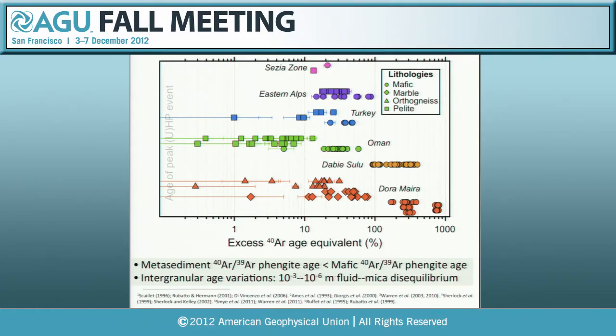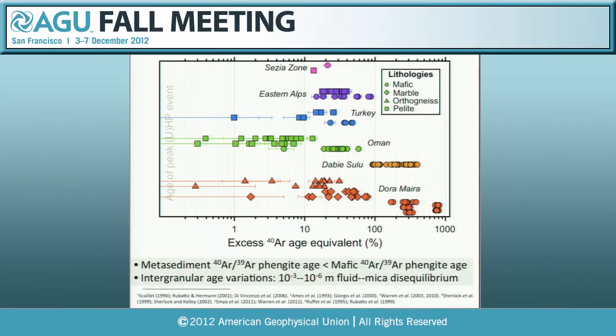So this is a compilation of argon 40/39 single-grain ages from published data from a range of Phanerozoic UHP and HP domains. Each row corresponds to the same sample. Each point is a single grain. And there are three main points to note here.